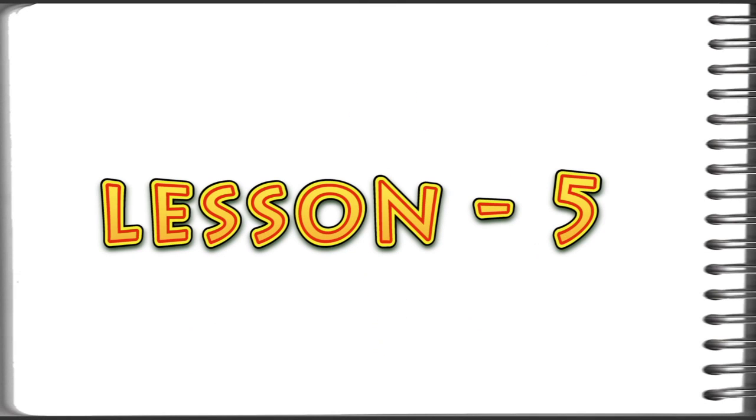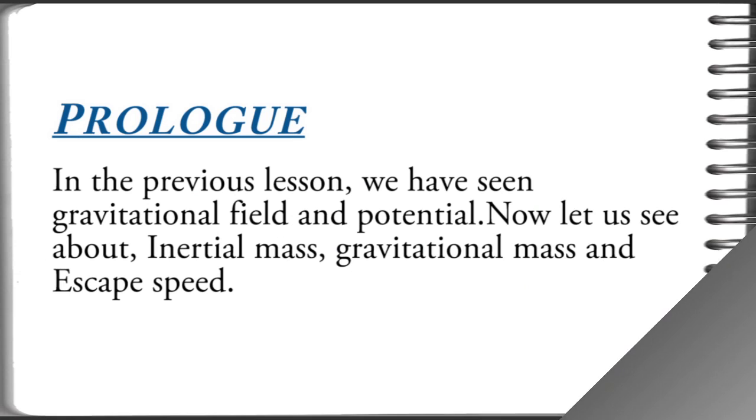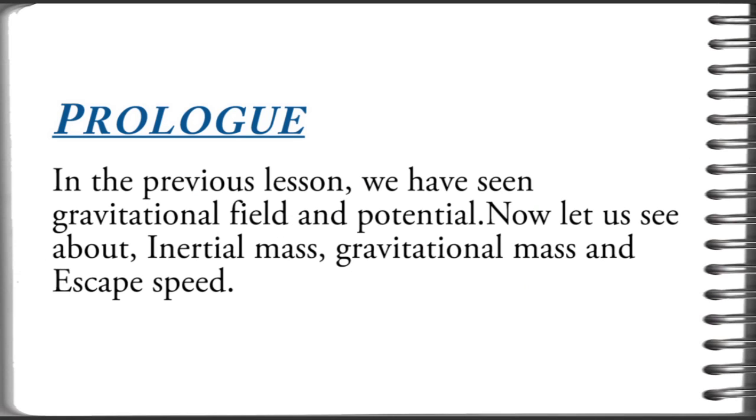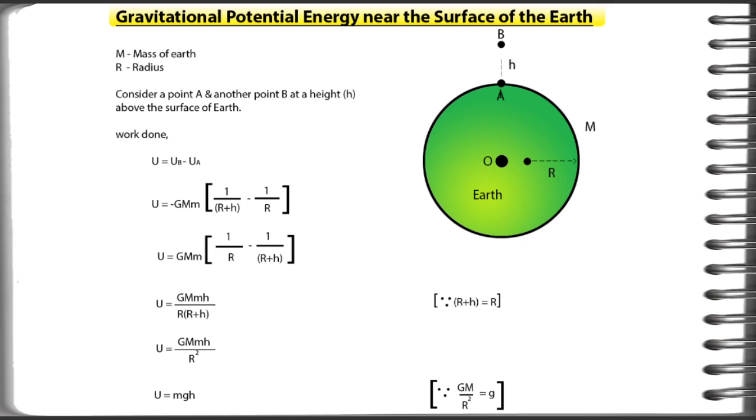Welcome to lesson 5 Prologue. In the previous lesson, we have seen gravitational field and potential. Now let us see about inertial mass, gravitational mass and escape speed. Gravitational potential energy near the surface of the earth.